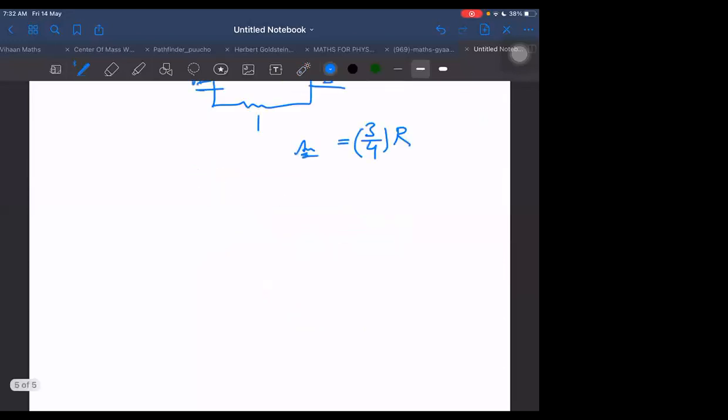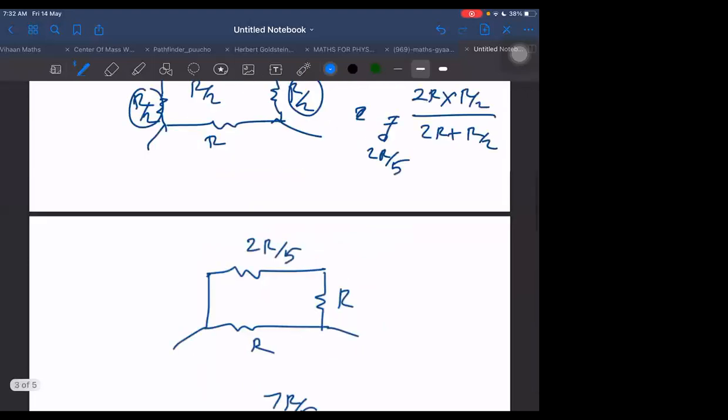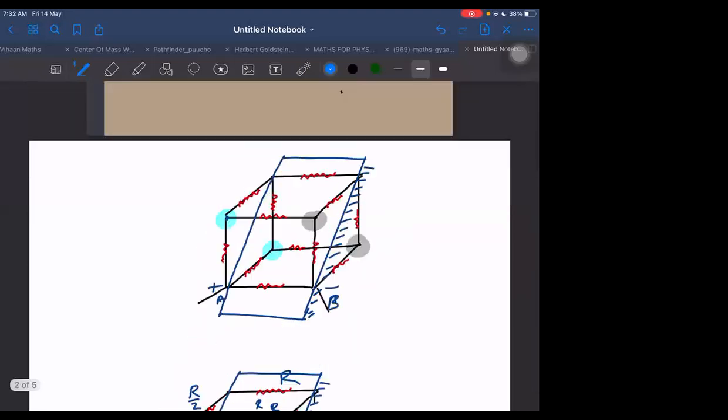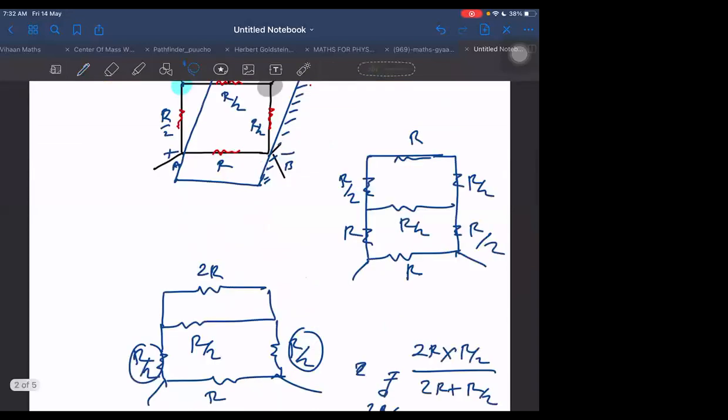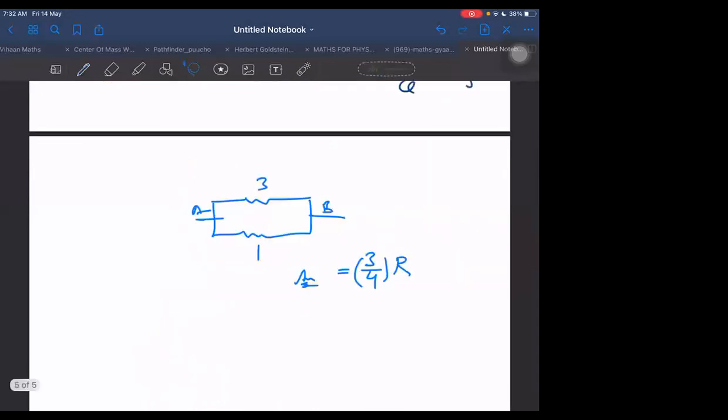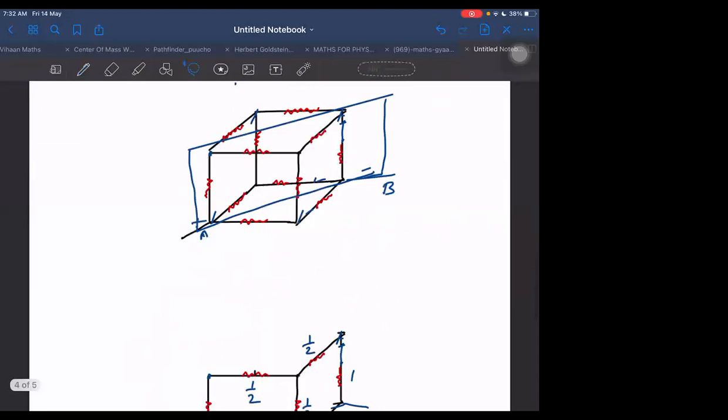One more case is pending now. Which one? Body diagonal. The body diagonal case is tackled in a slightly different way as compared to this. That has a different method.